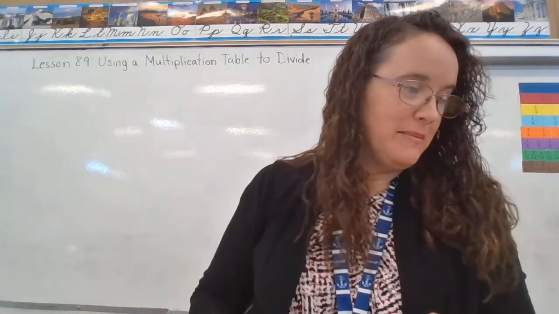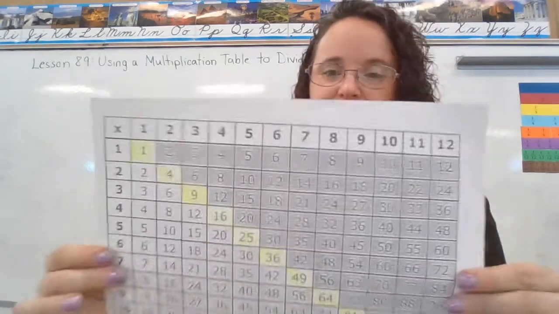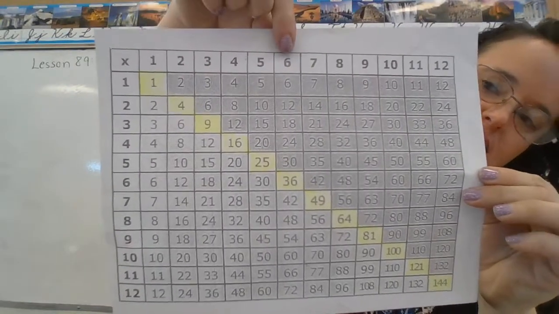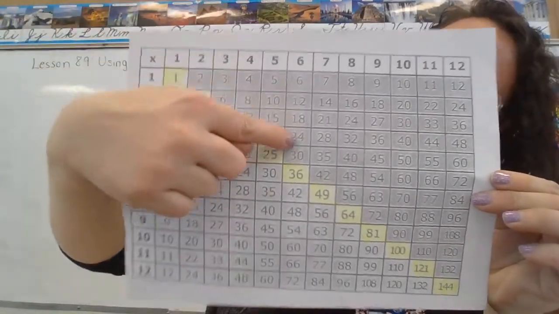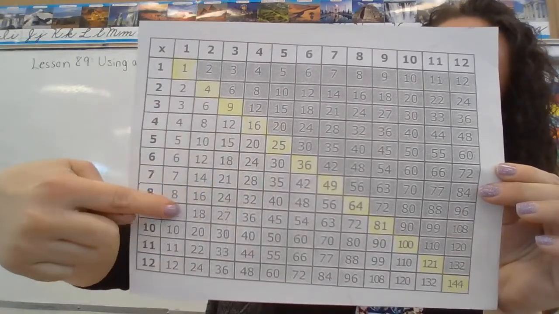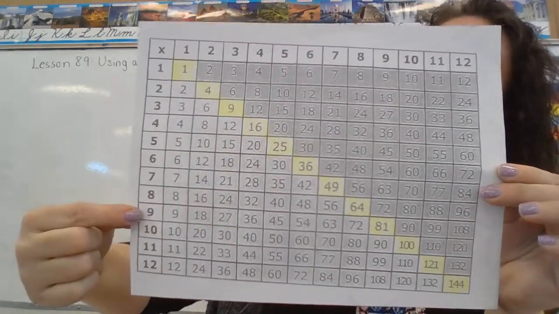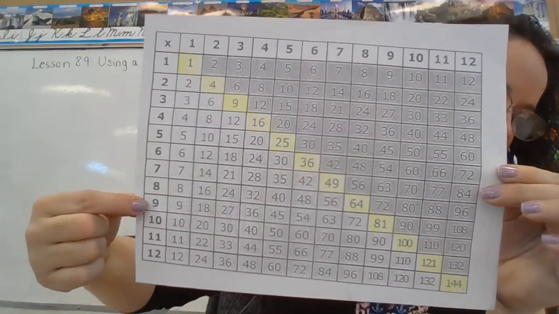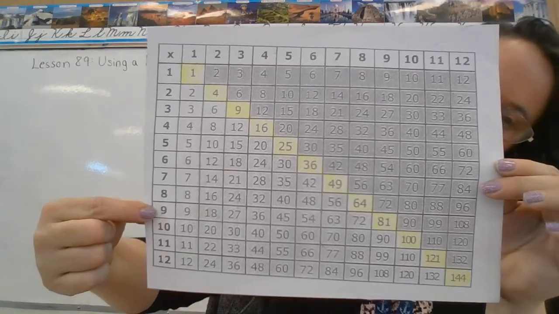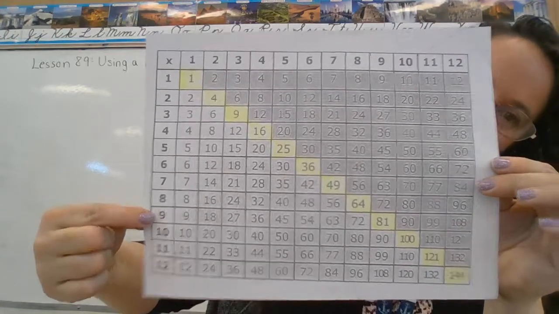And our final problem is 54 divided by 6. So come on over here, find your 6, go down to where you see 54, and make sure you stay straight as you go across that multiplication table. 9 times 6 is 54, which means 54 divided by 6 is equal to 9.